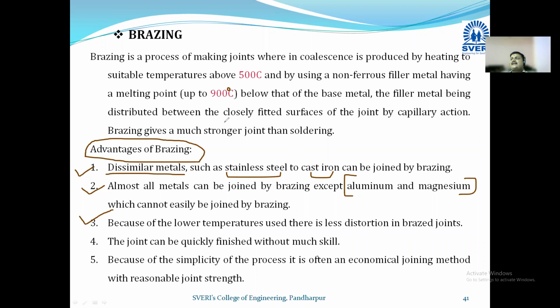And this is very little heat as compared to the heat generated in the welding process.